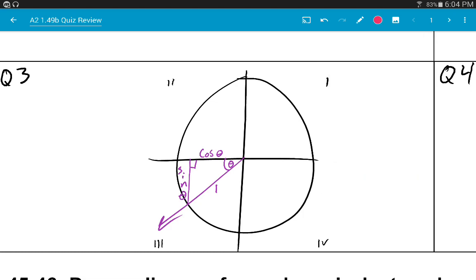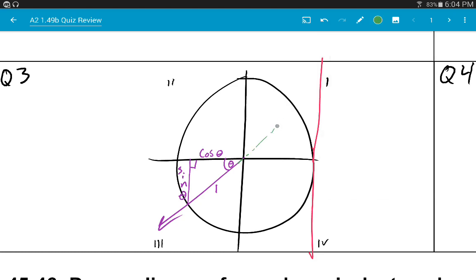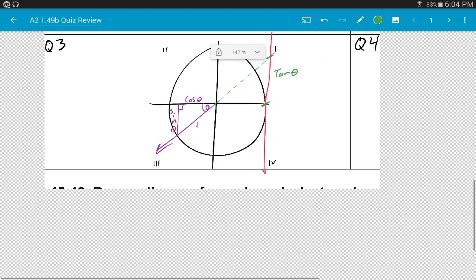Now if I want to add tangent to this diagram, I need to add a line here on the right side of the diagram. And I need to extend this line back in the opposite direction. And then this right here is tangent of theta, from here to here. That length is tangent. Okay.